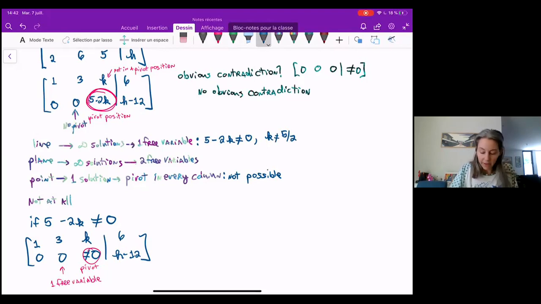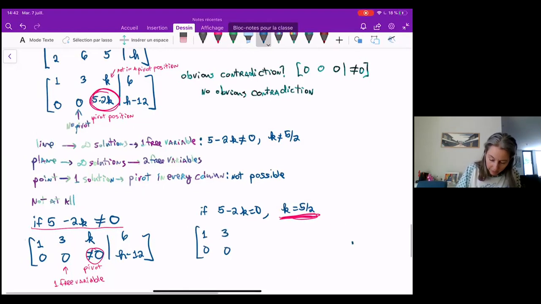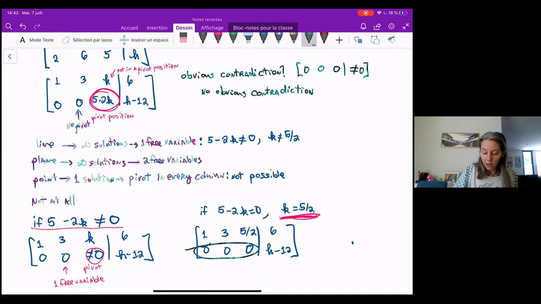Now, what happens if 5 minus 2k does equal 0? Well, that would be when k is equal to 5 over 2. Let's plug this in and see what happens. 1, 0, 3, 0, 5 over 2, 0, 6, h minus 12. Now we have that row of zeros that could potentially cause a contradiction.